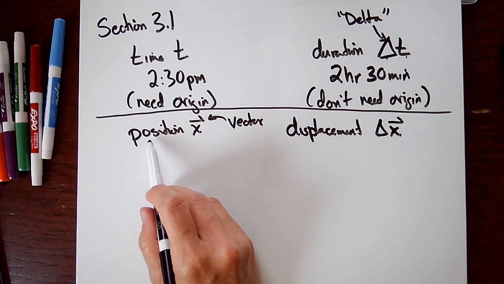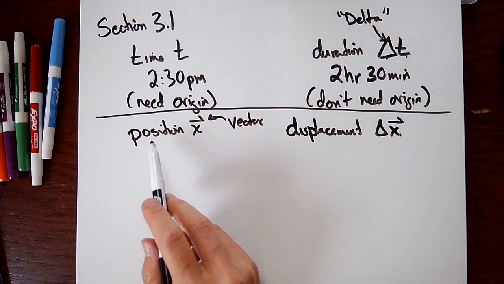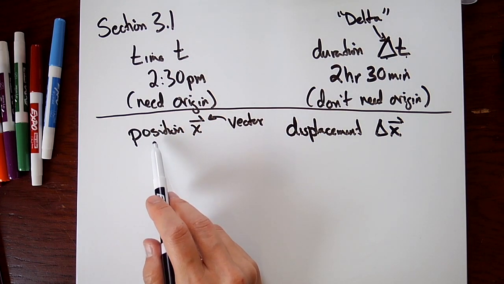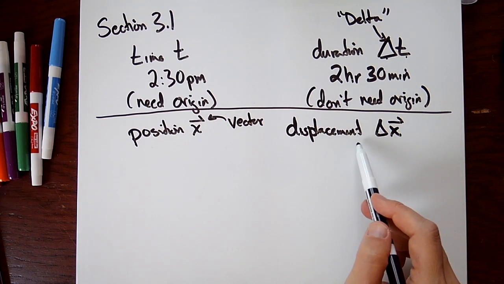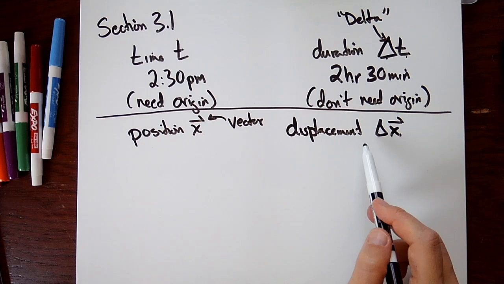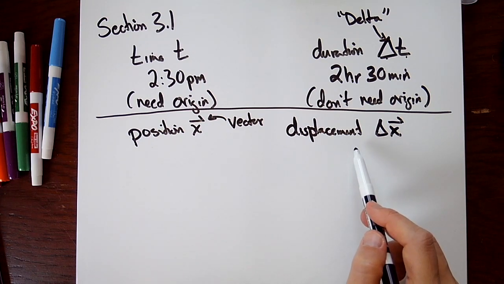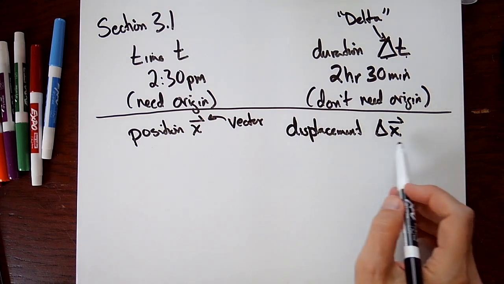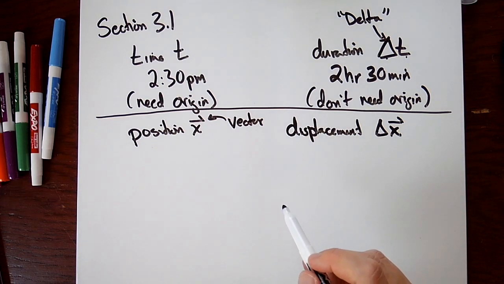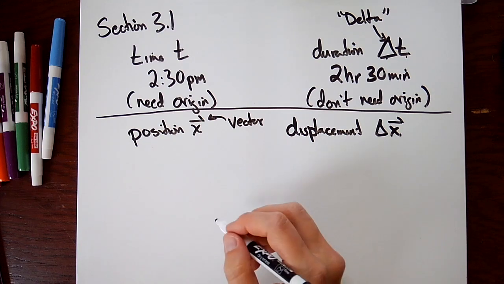And for the position, just like for the time, we need to know where the 0 position is. We need to know where the origin is. Whereas displacement, that's just how far we've gone. It doesn't care where 0 is. It just cares where we started and where we stopped. It is invariant to the origin, if you're going to use very fancy words. So let's see how that works.